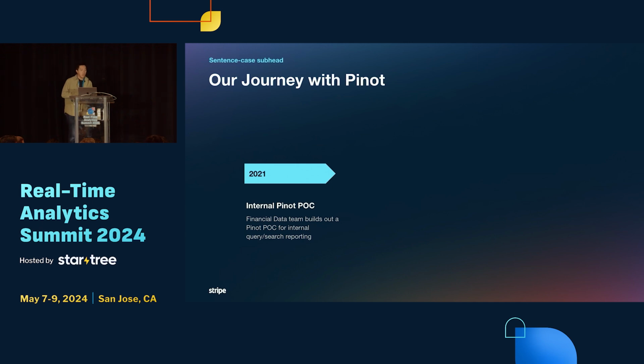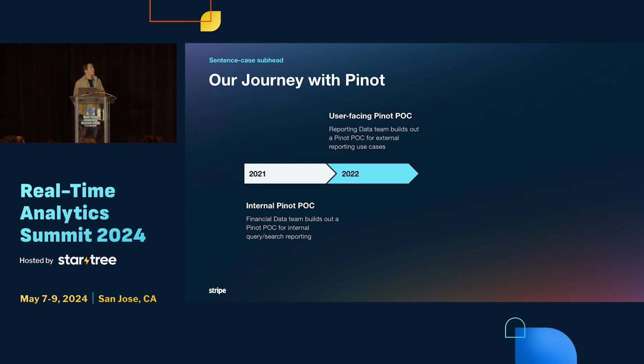In 2021, our financial data team piloted Pinot for an internal financial reporting tool over one of Stripe's largest data sets for search lookups and aggregations. The POC was overall a major success, and we took ownership of the cluster. This was a really large cluster at the time, and it actually had over 1,000 instances and over a petabyte of data.